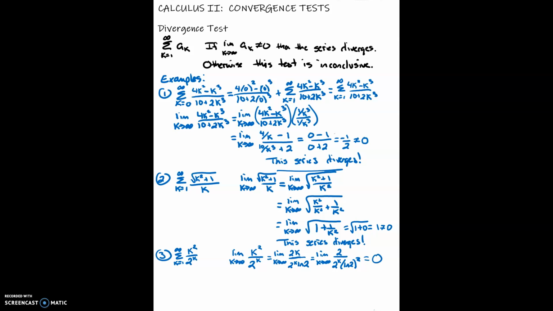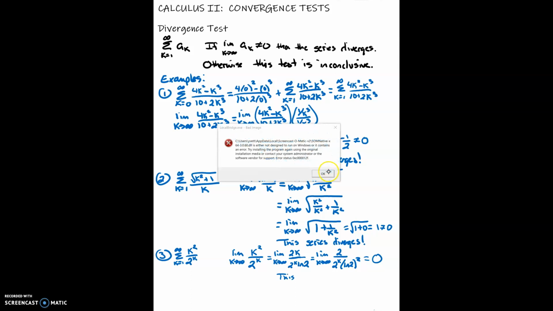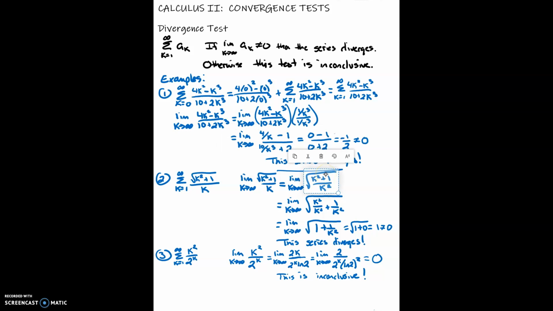Well, my original test says that the limit cannot be equal to 0, otherwise it's inconclusive. And it seems that's what we have here. This test is inconclusive. Which means I have no idea if this converges or diverges. Means we would actually have to use another test.